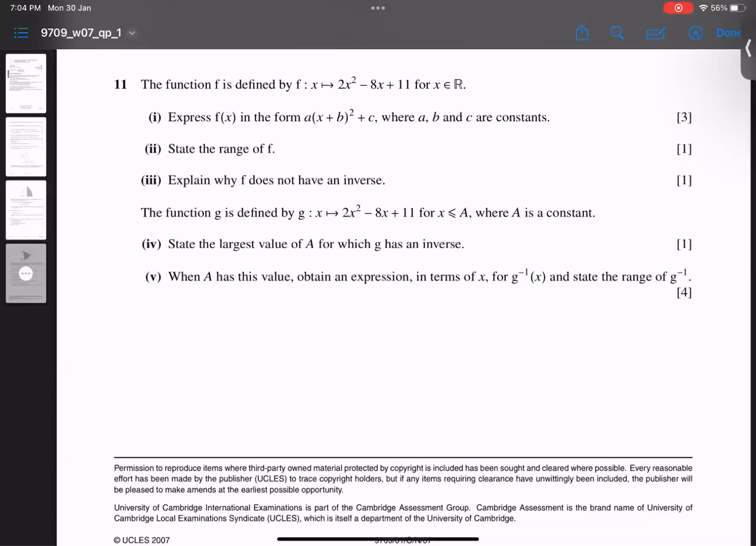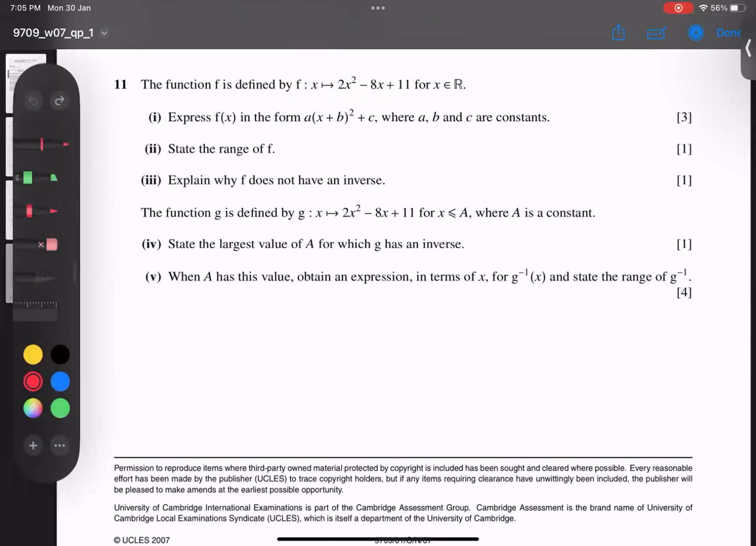Bismillah ar-Rahman ar-Rahim. This is October 7, 2007, paper 1, question number 11. What our question says here, that first part, what is the target? We have to complete the square from here to there. So let's see how we can do the first part.